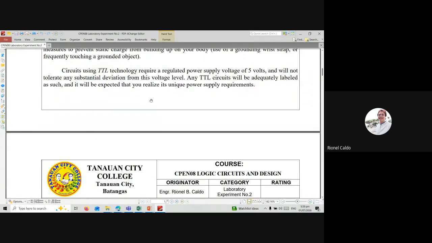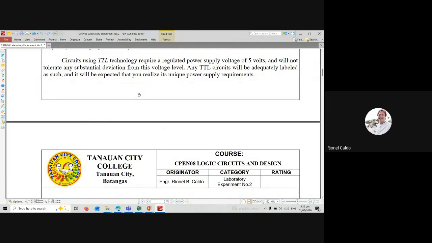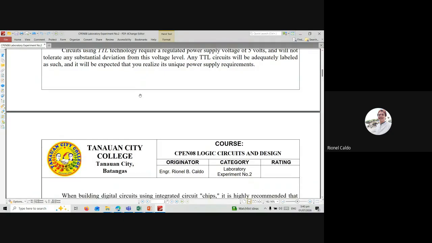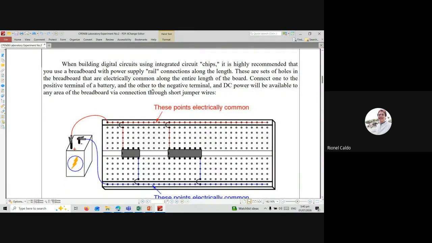Circuits using the TTL technology require a regulated power supply voltage of 5 volts and will not tolerate any substantial deviation from this voltage level. Any TTL circuits will be adequately labeled as such, and it will be expected that you realize its unique power supply requirements. So in building digital circuits using integrated circuit chips, it is highly recommended that you use a breadboard with power supply rail connections along the length. In your case, diba, so nakagamit na naman tayo ng proto board or ng breadboard. We also know kung nasaan yung positive and negative terminal ng ating breadboard.